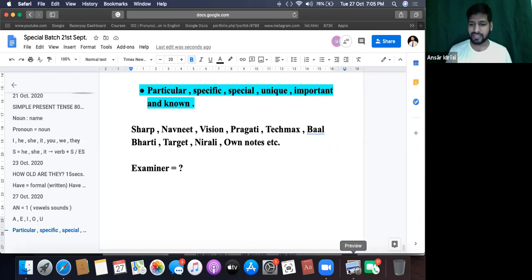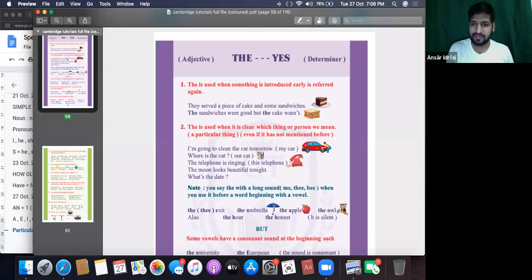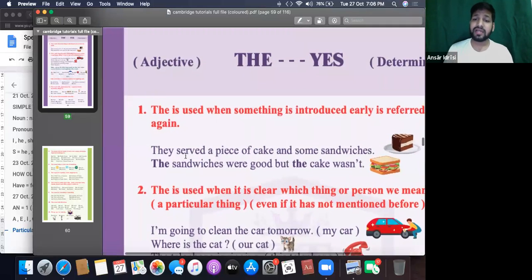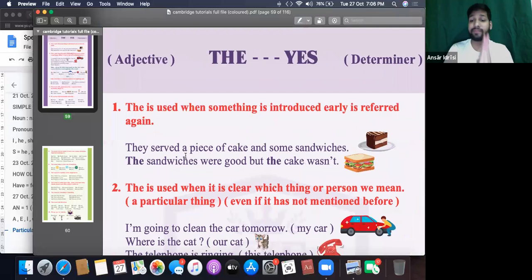ओके चलो अभी हम लोग आगे चलते हैं, बिना टाइम पास किए. Now the: we use the when something is particular, something is unique, something is known, something is popular, something is important, something is specific, and something is unique. All right, good. Now rule number 1 is saying the is used when something is introduced earlier and referred again. We use the when something is introduced earlier and referred again.